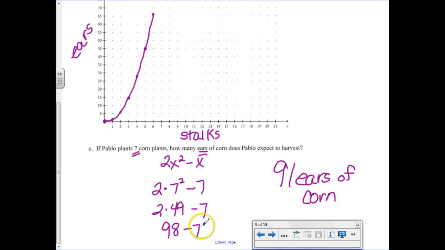Excellent. All right. This is what the test will look like. Numbers will be changed, but if you study from this, you'll be set to go. Good luck.